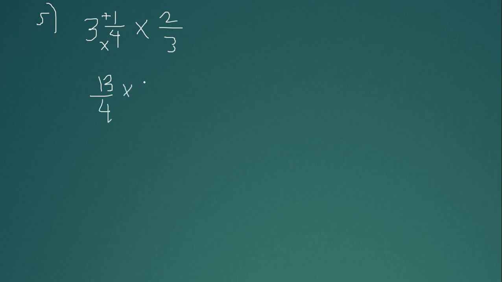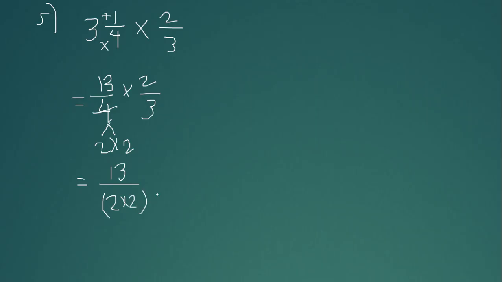Example number 5. Example, we have 3 1/4 times 2/3. So, mixed number, gawin natin improper. 3 times 4 is 12 plus 1 is 13. 13/4 times 2/3. Factor here, 2 times 2. So, becomes 13 over 2 times 2, times 2/3.